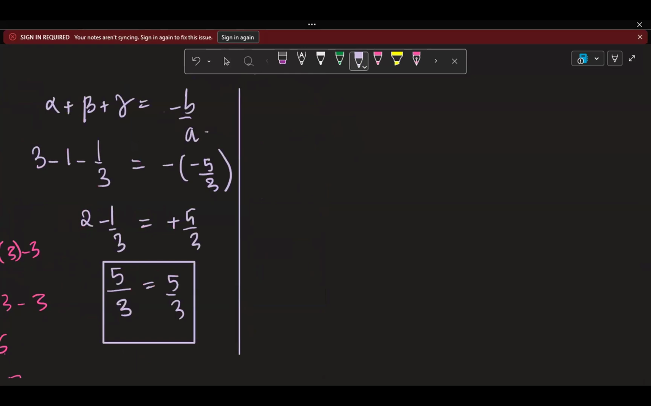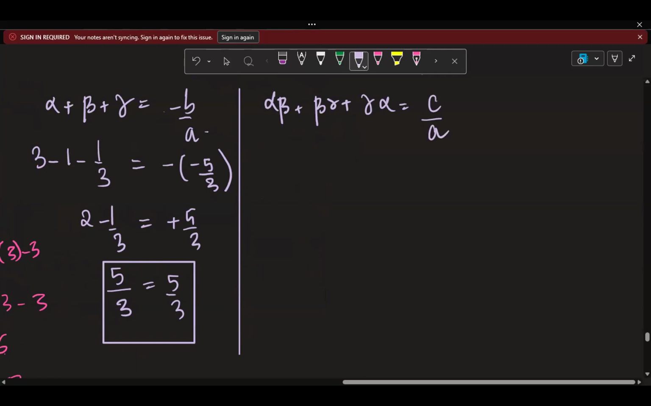What about the second one? Alpha beta plus beta gamma plus gamma alpha is equal to, what was the value now? Who will tell me? Tell me, children. I was asking the formula. That's C by A, right? I just want to know if you remember. Yeah.